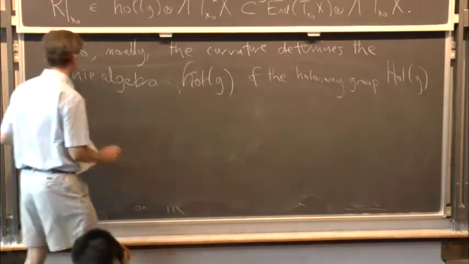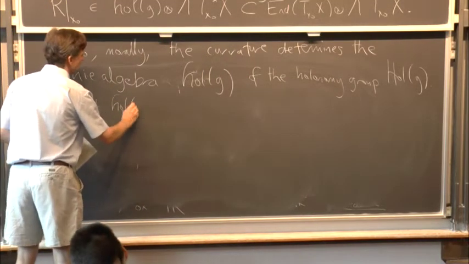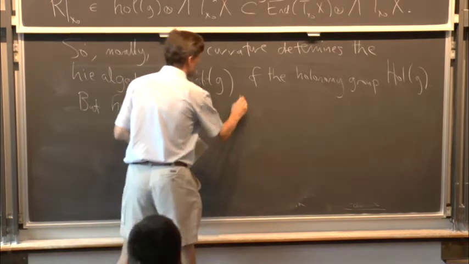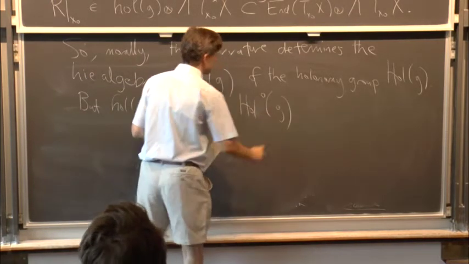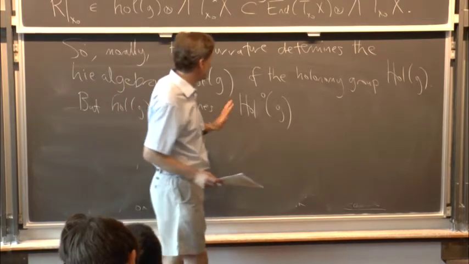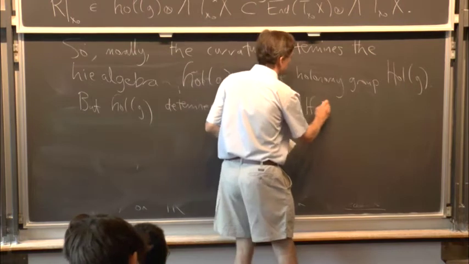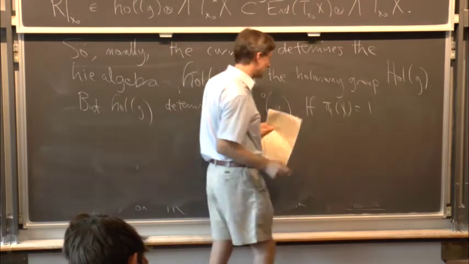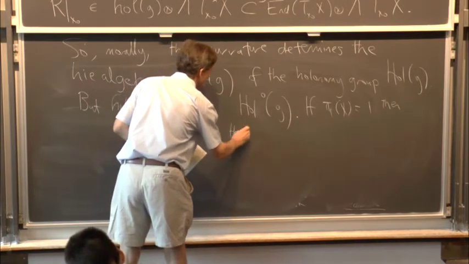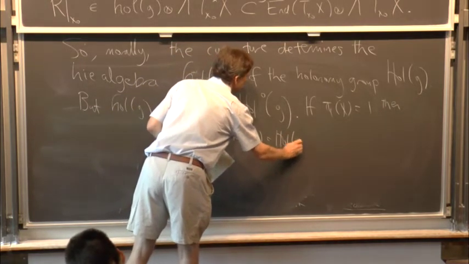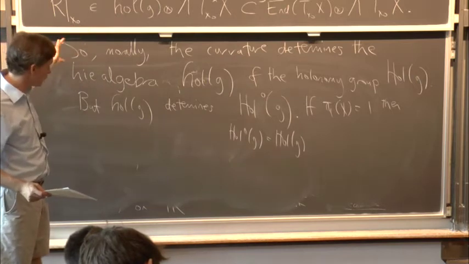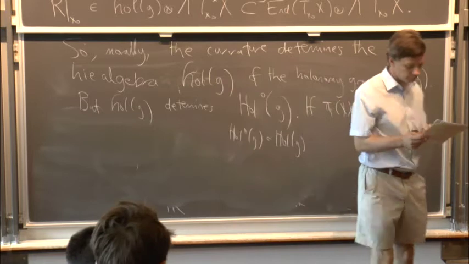But in fact, curly hol G determines the reduced holonomy group, big Hol_0 of G. This is the connected component of the holonomy group containing the identity, and if X is simply connected, then the holonomy group is connected, so Hol_0 of G equals Hol G. So in the case in which X is simply connected, then in some sense the curvature of the metric determines the entire holonomy group. Okay.